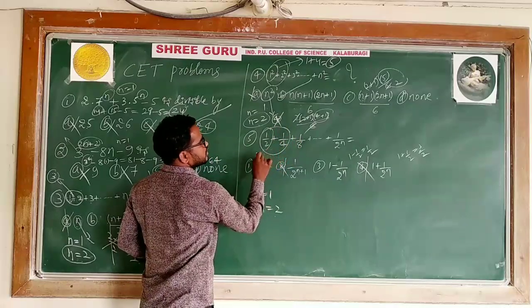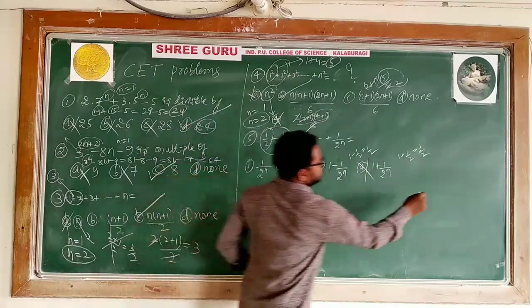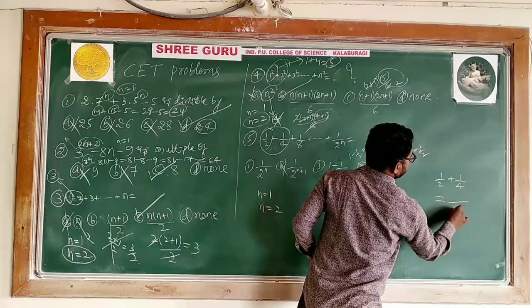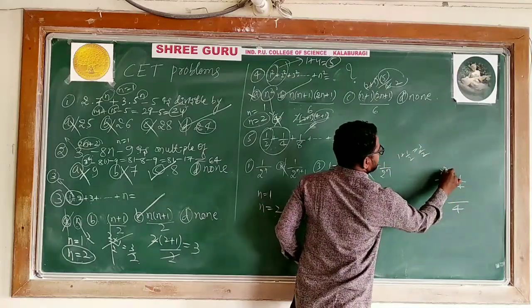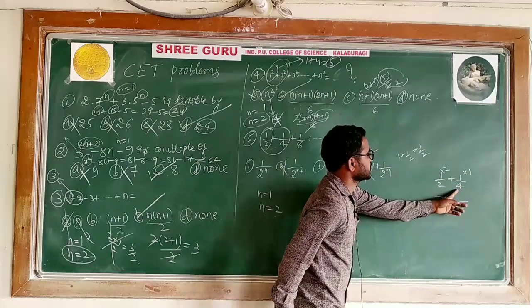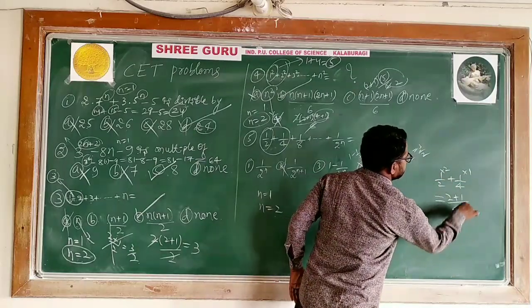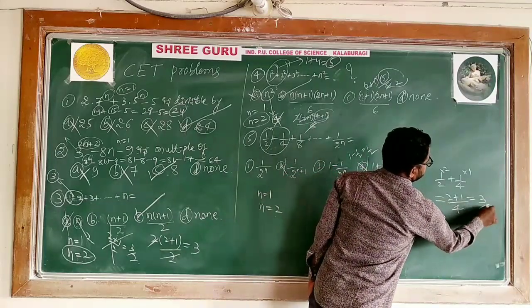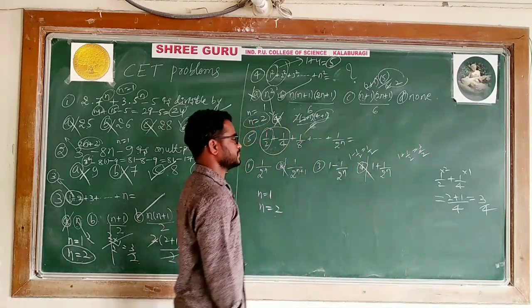What does the sum of these two come to, 1/2 plus 1/4? What is the LCM? 4 is the LCM. Here I multiply by 2, and this I multiply by 1. 4 is the LCM, so 2 plus 1, that is 3/4. We should get 3/4. Let's see where 3/4 comes from.